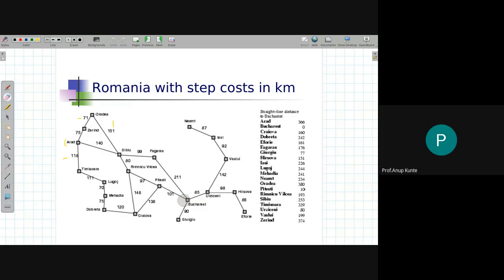When I say, then I'm actually measuring this. Okay, and you'll find that there are a lot of paths starting at Arad and reaching Bucharest. The straight line distance is going to be the least cost path.